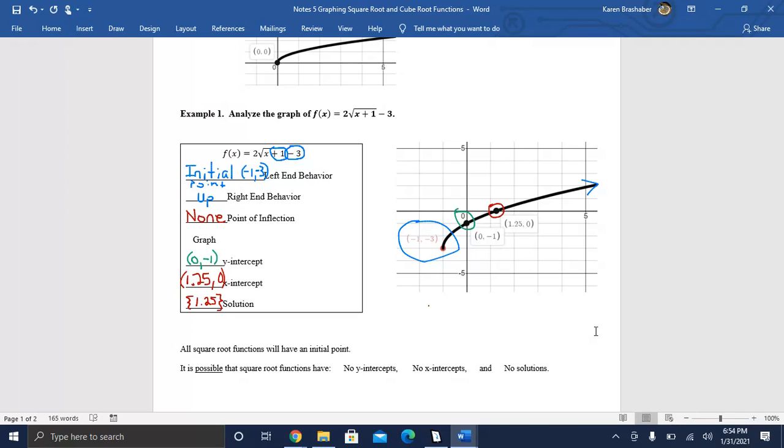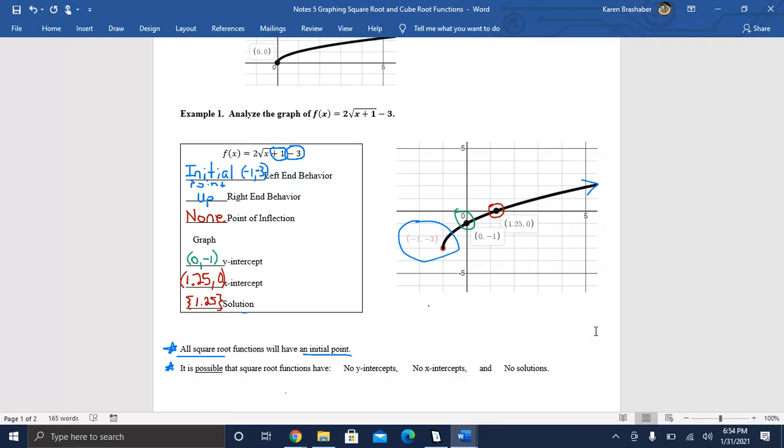So there aren't as many special points that occur on the square root graphs. I will emphasize that all square root functions have initial points, but it is possible that square root functions do not have y-intercepts or x-intercepts or solutions. So it is possible that you would be writing none on the y-intercept, the x-intercept, and the solution.